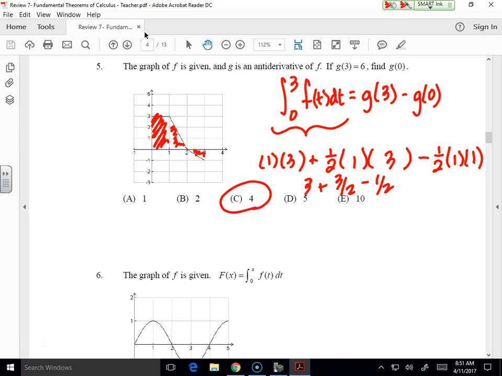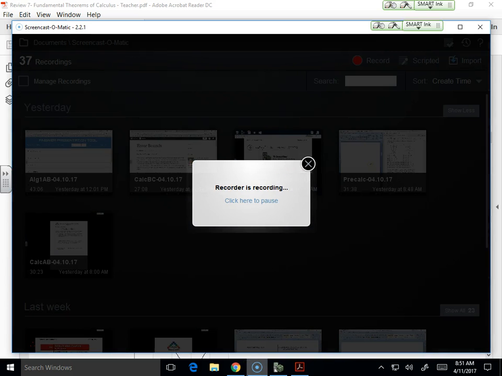No, Miss Diaz, what's our answer? We didn't finish. We're looking for G of 0, not the area. I'm too busy about my iPad that's not working.